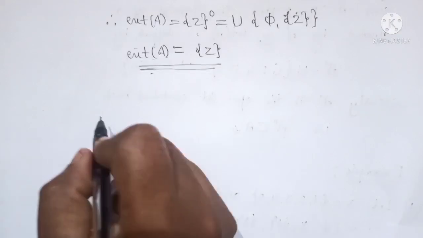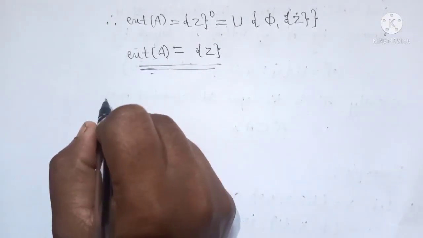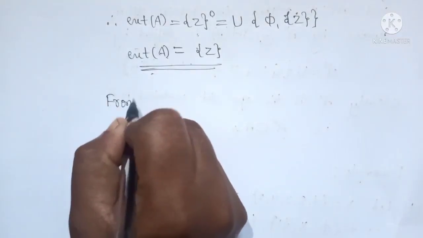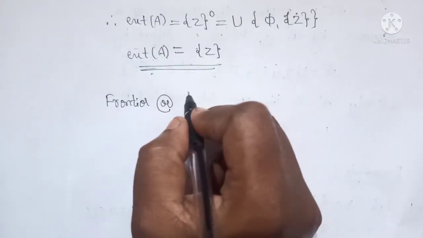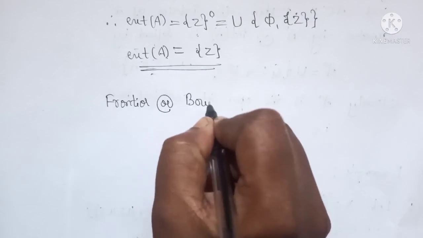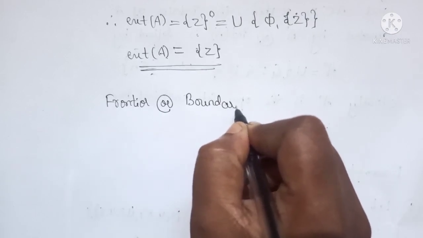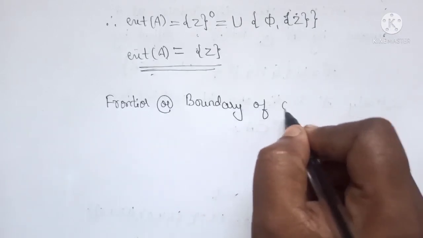Now we have one more definition, frontier, or it is also called the boundary of a set.